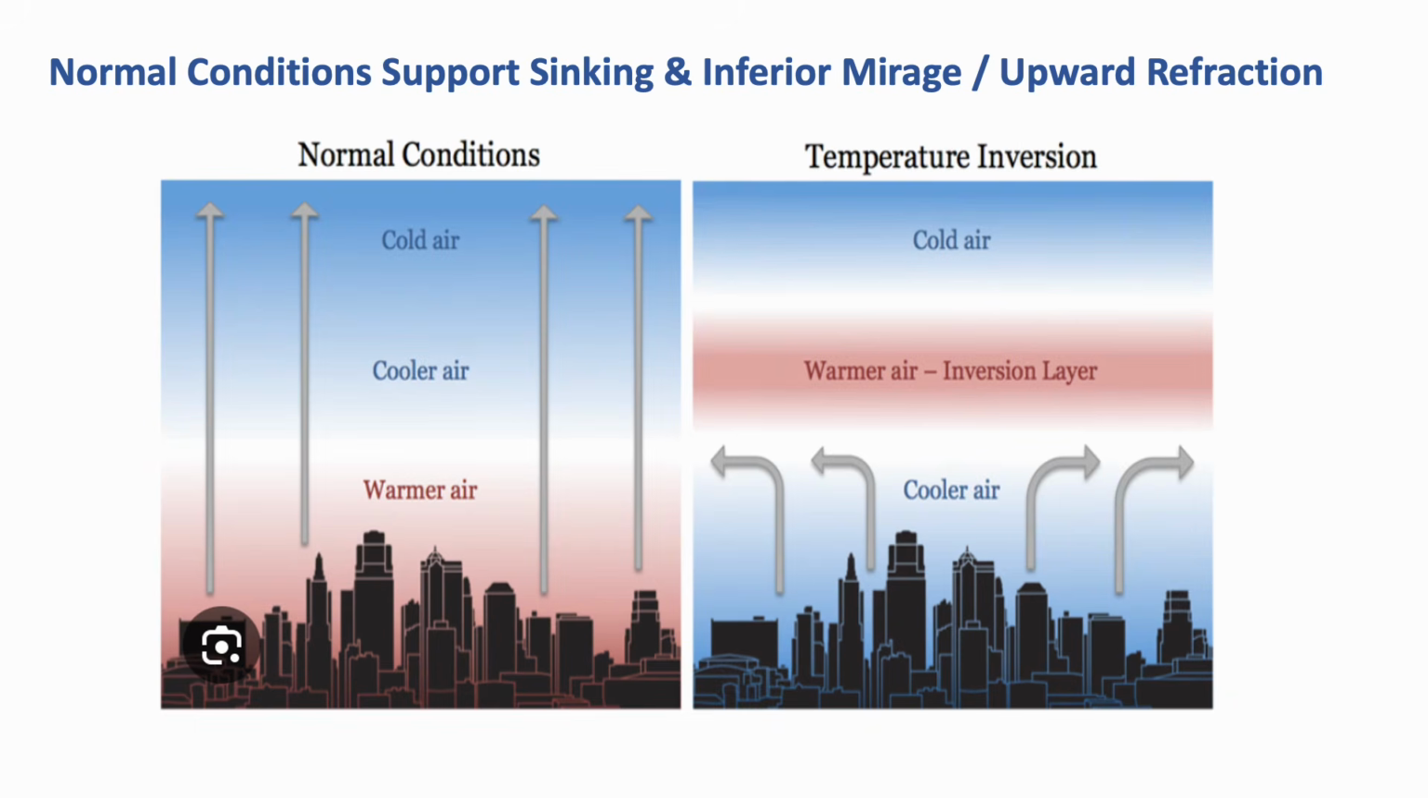In general, the normal condition of the atmosphere supports sinking and inferior mirage, or upward refraction, as seen in this diagram. You've got warmer air on the surface to cooler air in the atmosphere. The surface warms up, especially around towns. You've got roads with asphalt, that type of thing. The opposite is called a temperature inversion. It's called an inversion because it's the opposite of normal. So you've got cooler air, then warmer air, then cold air above.